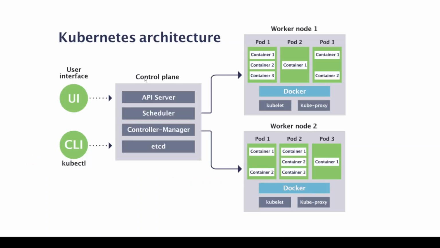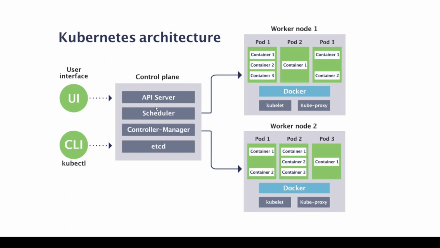Here if you can see, it is the Kubernetes architecture, and this is the control plane. Here we have API server, scheduler, controller manager, etcd. We will learn all this in detail. In the worker node we will have container runtime, which in this case is Docker, but it can be any other runtime as well. We also have kubelet and proxy.